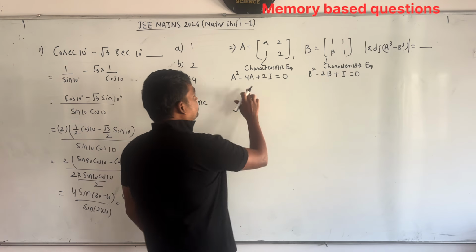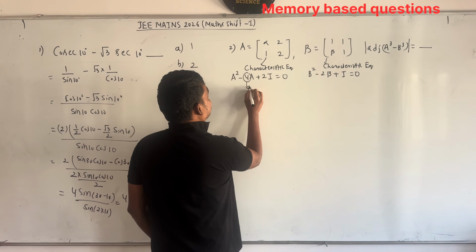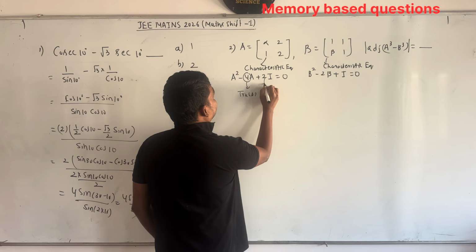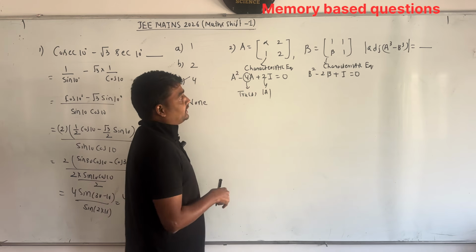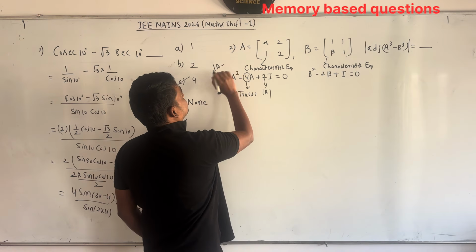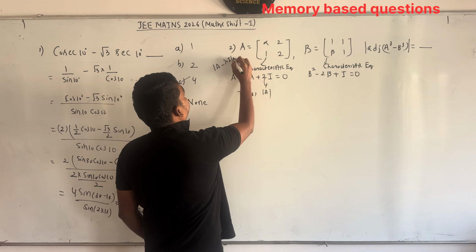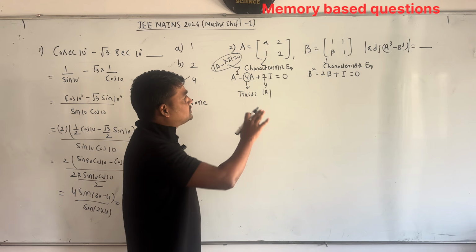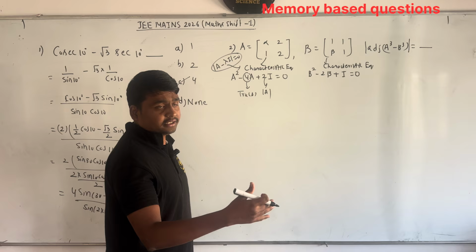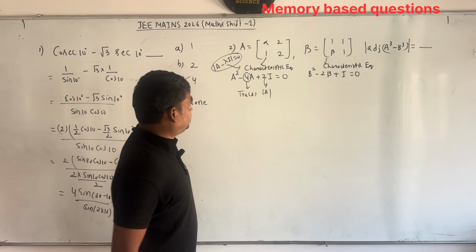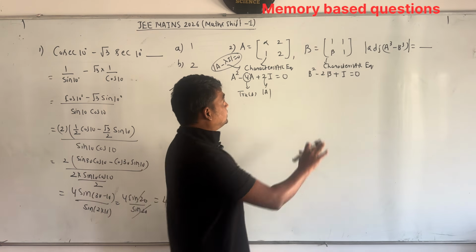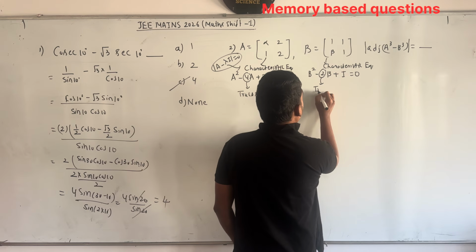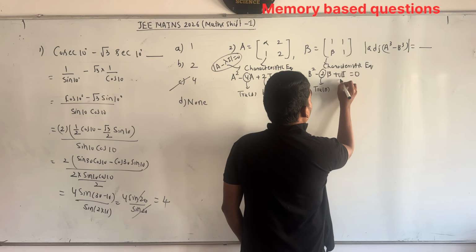How can we get it? In this characteristic equation, this indicates the trace of A and this value indicates the determinant of A. If you take the determinant of A minus lambda equal to 0, this is the characteristic equation. From here we'll get the lambda values, in the form of the determinant, in the form of the matrix. So next here also, this 2 indicates what? Trace of B, and this 1 indicates what?